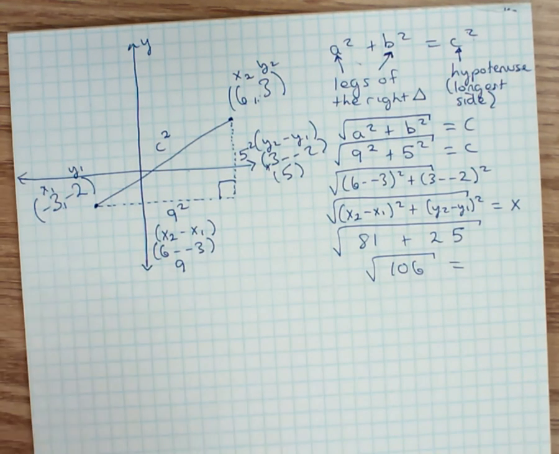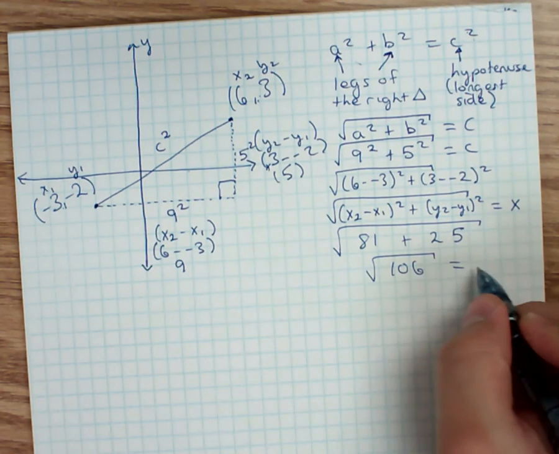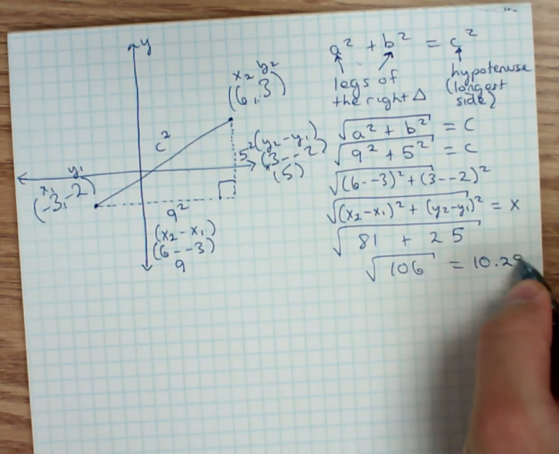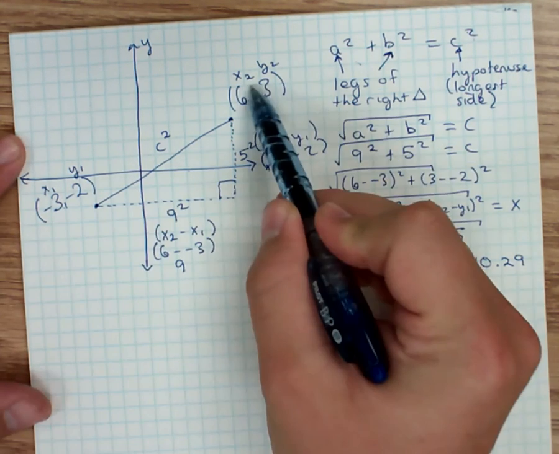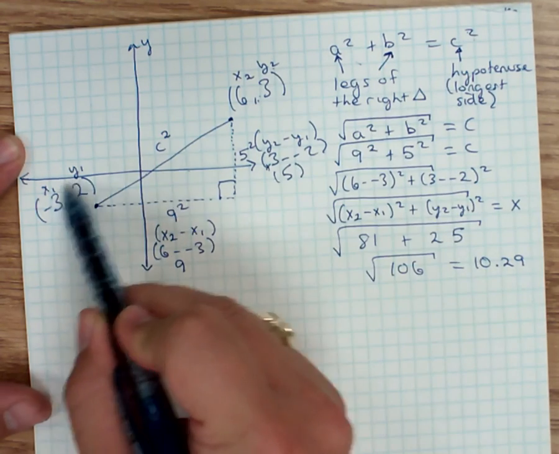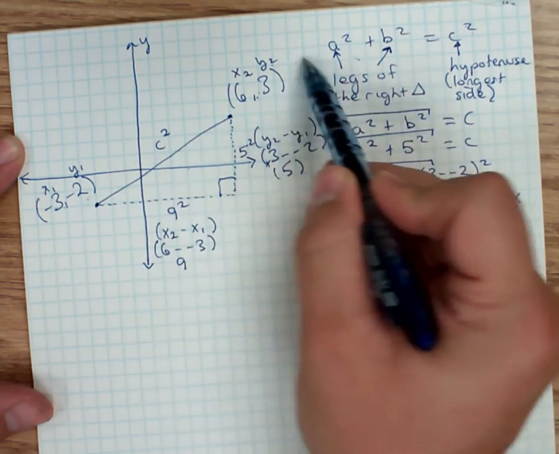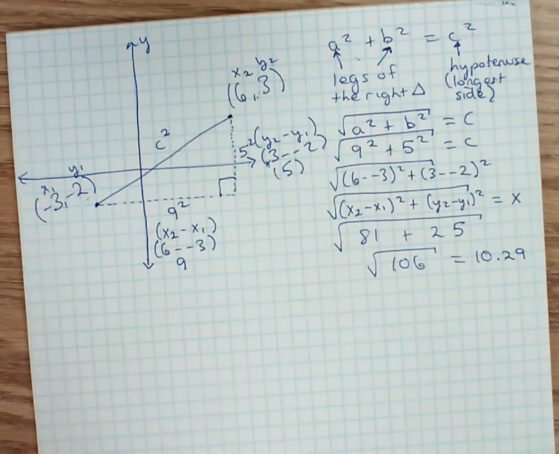And so that's approximately 10.29. Megan, your question? If you don't have a graph, how do you choose which one's x1 and which one's x2? So I could have put x1, y1 as long as these are considered one coordinate and these are considered the other. Okay. So it doesn't matter how you define them at all. Yeah. Okay. So it just has to be one coordinate subtract the other coordinate.